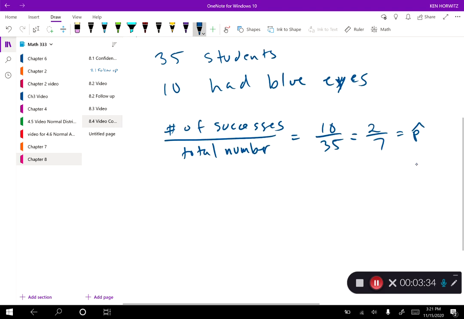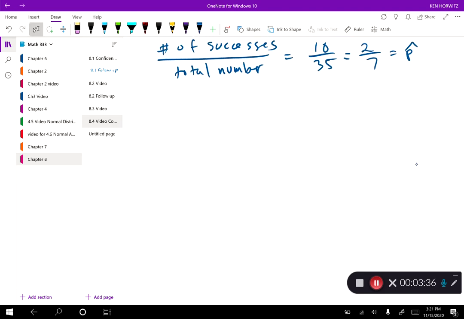And how do we calculate q hat? That would be 1 minus p hat, because p hat plus q hat has to equal 1. If it's success or not.